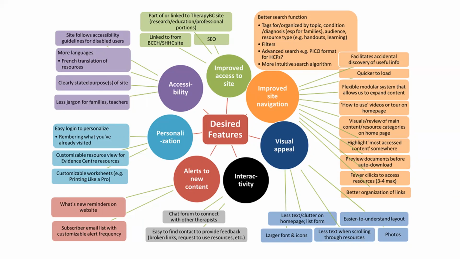They wanted it to be quicker to load, to maybe include how-to-use videos or a tour on the homepage, to have highlighted where the most accessed content was, to be able to preview documents before having to download them, to very much involve fewer clicks to get to the resources that you need, and to have a better organization of those links. Finally, to have a better search function overall that allows you to find what you're looking for, and to have an intuitive search algorithm integrated into it to allow that.